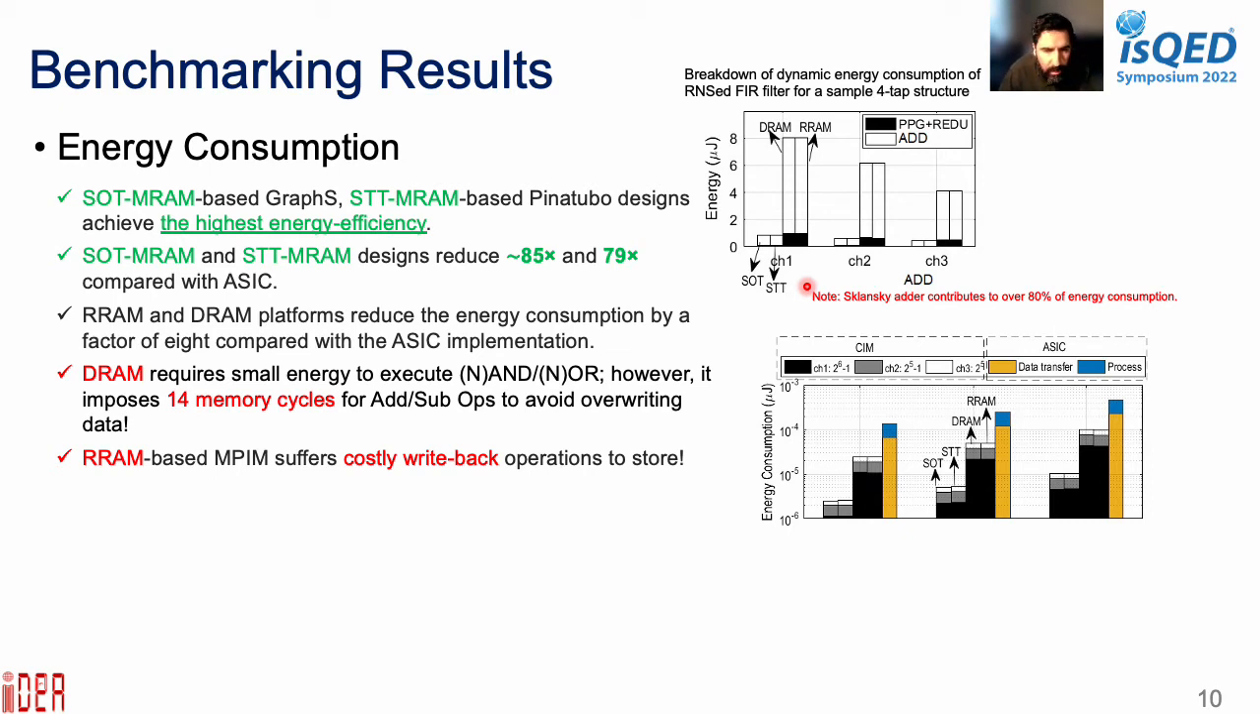The main reason behind high energy consumption in the RRAM platform is costly write-back operation to store intermediate results. We observed that Sklansky adder contributes to over 80% of energy consumption in every channel. And this figure, the below one, shows the comparison among RNS PIMs with the ASIC design. It gives a breakdown of channel energy consumption for various tap sizes.